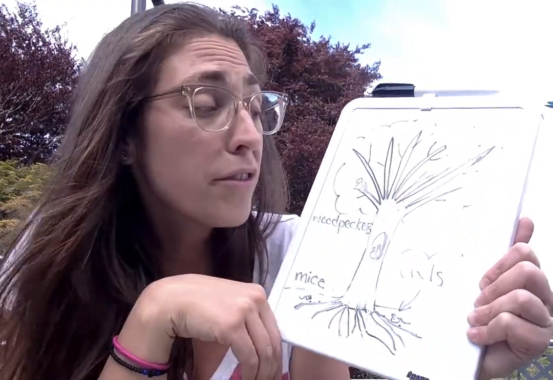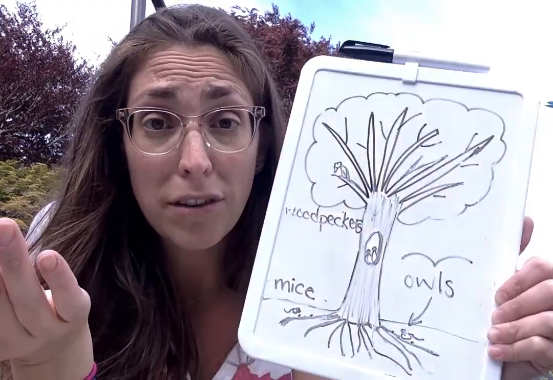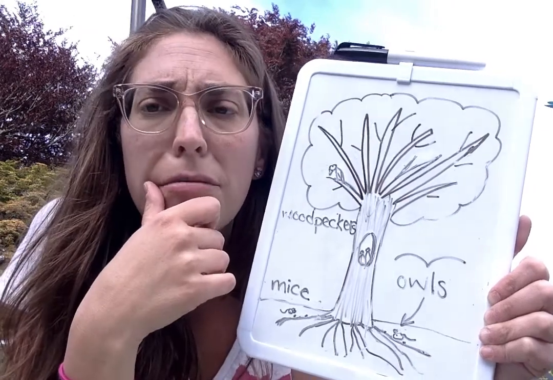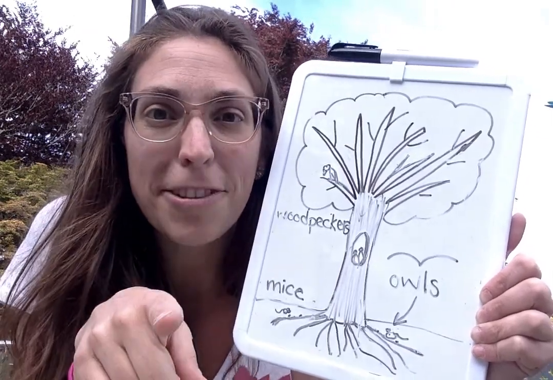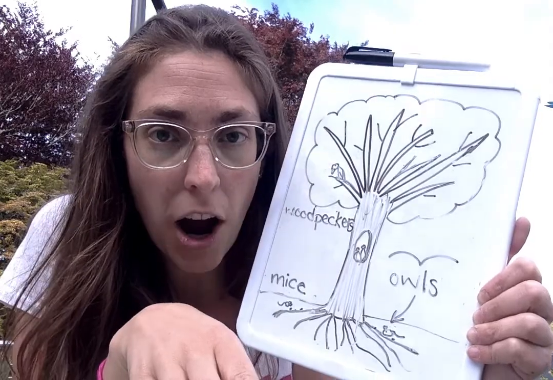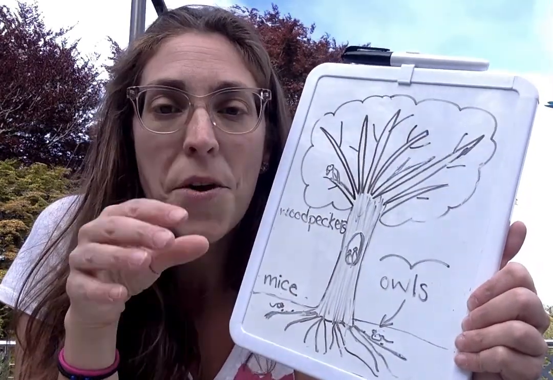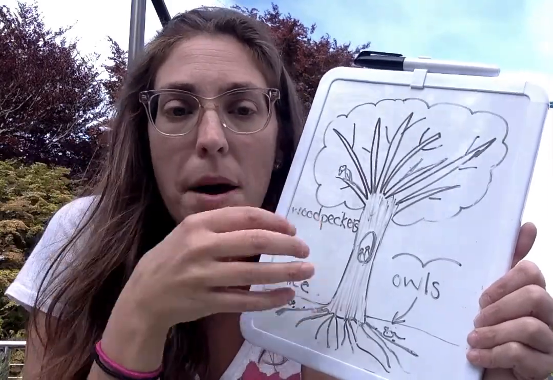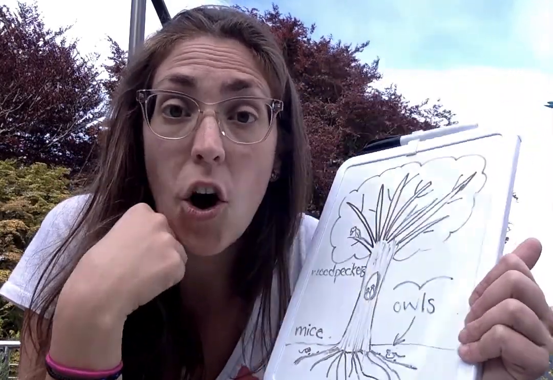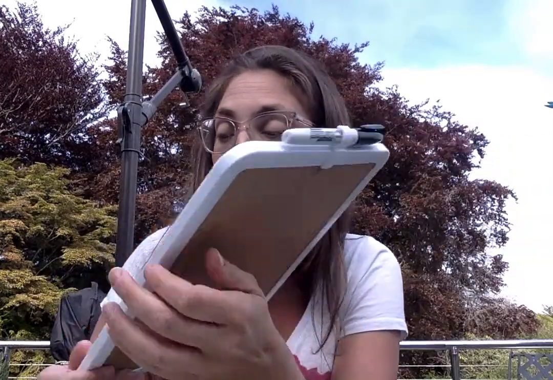Mice depend on the tree for food. Owls depend on the tree for food. Woodpeckers depend on the tree for food. But do they all eat the same food? They eat different food. So when you go and write and draw about your favorite of these three animals, I can't wait to see how you write and draw about how one of these animals depends on that ancient tree for food. Whew, that was a lot.